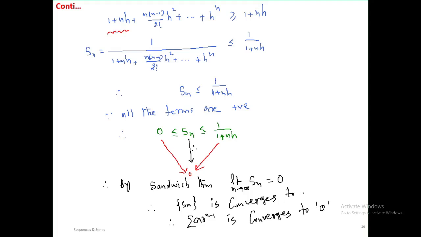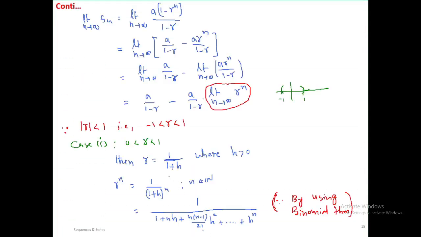Sin converges to 0. Therefore, this series converges to 0 if, what is the condition? If 0 less than r less than 1. Okay, so now look at 0 less than r less than 1. This value is 0, right?